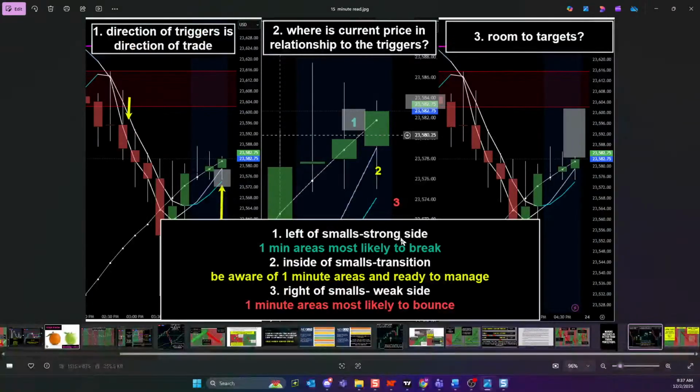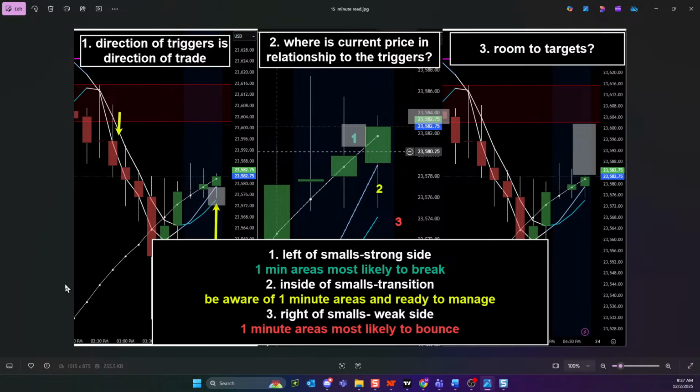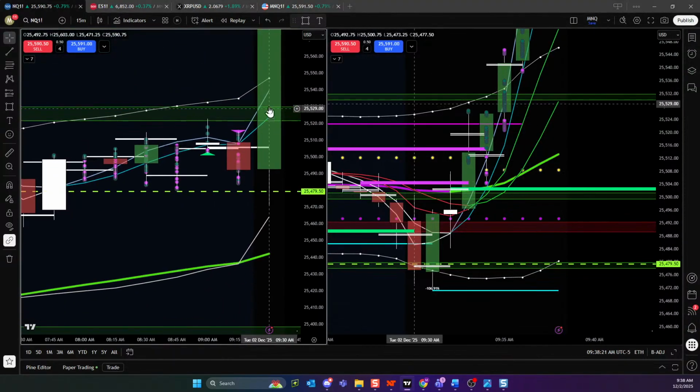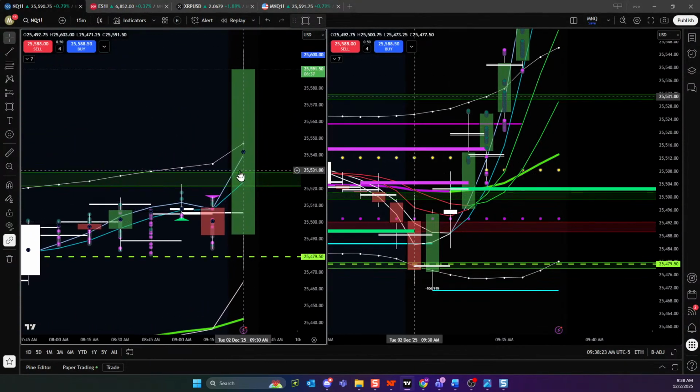But I want to go through this one more time. And this is for my TradingView people, guys. And then we're going to get into live trading because I think this is just about it. Direction is always defined by the direction of the small triggers. If they are up, the trend is up. If they are down, the trend is down. They are decidedly up. The trend is up. I'm looking for long trades.